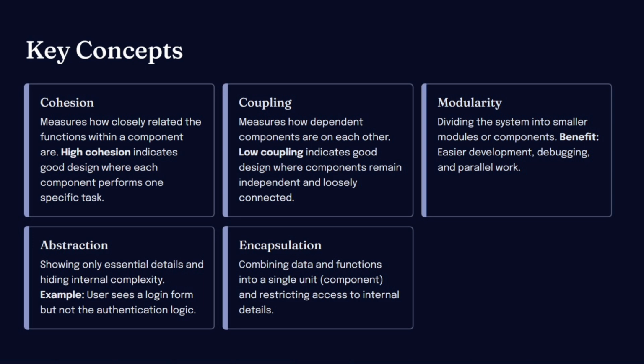The next one is modularity. As the name suggests, it divides the system into smaller modules or components. Its benefit is easier development, debugging, and parallel work. The next term is abstraction. It means showing only essential details and hiding internal complexity. As you have seen in the previous example as well, the user sees a login form but not the authentication logic. And the last concept is encapsulation, which is another concept that we have learned before. It is combining data and functions into a single unit and restricting access to internal details.